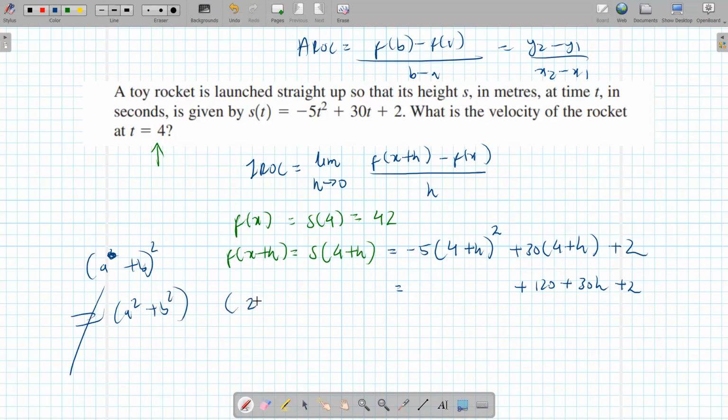Let me show you. (2 plus 3) squared is 5 squared, 25, right? But if you rewrite this as 2 squared plus 3 squared, you get 4 plus 9, you get 13. You're missing a middle guy here, right? So (4 plus h) whole squared is not 16 plus h squared. There's something else in there. I'm going to show you, and maybe this will help. It comes from this.